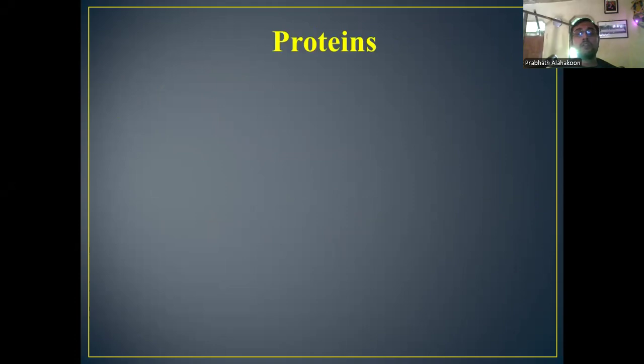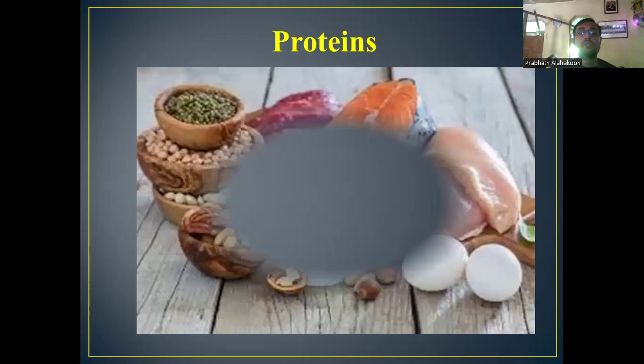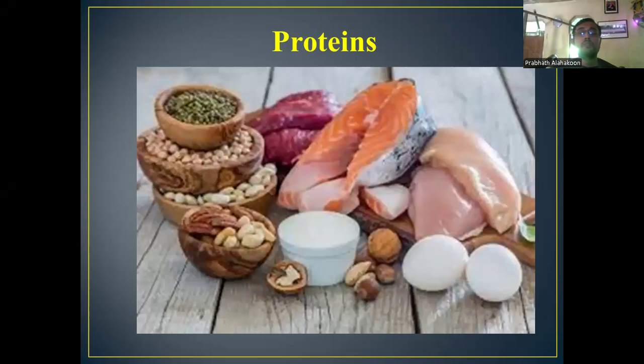Okay, now we finish discussing the carbohydrate part. Now we start to discuss proteins. Now you can see protein-containing foods. Examples: eggs, milk, meat, cereals.